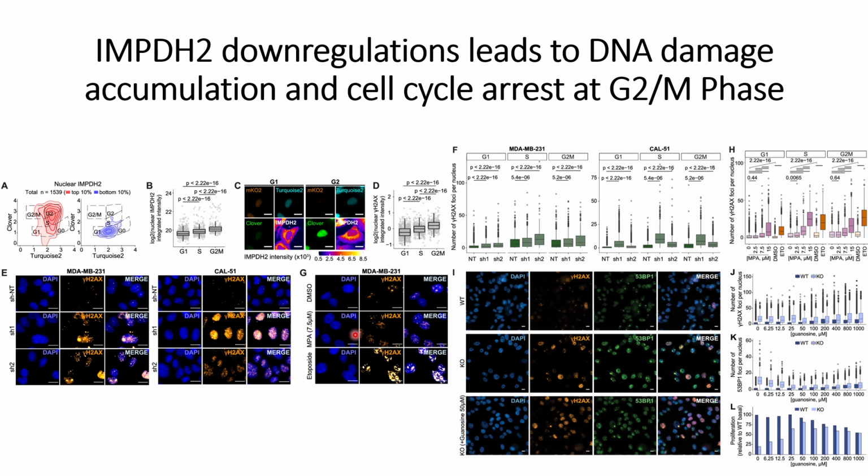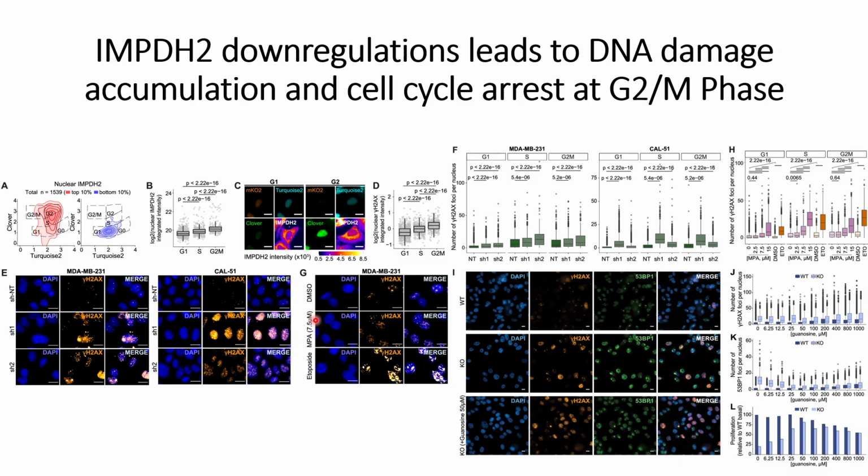So right now they are not knocked down in panel G. In panel G, what they did is they inhibit this IMPDH2. They wanted to check whether it's the activity of IMPDH2 that causes DNA damage or not. So they inhibit this IMPDH2 using MPA in a dose dependent manner. Dose dependent results are in supplemental figures.